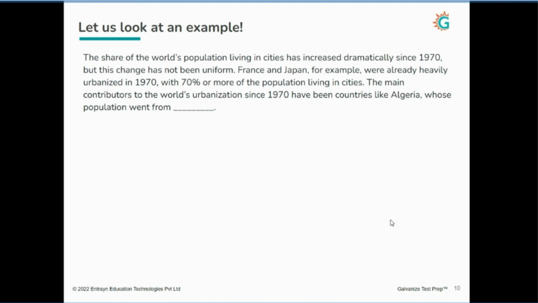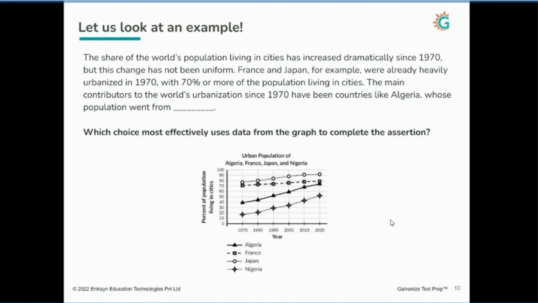The share of the world's population living in cities has increased dramatically since 1970, but this change has not been uniform. France and Japan, for example, were already heavily urbanized in 1970, with 70% or more of the population living in cities. The main contributors to the world's urbanization since 1970 have been countries like Algeria, whose population went from... Okay, so you need to complete the assertion. So yeah, what data would be appropriate to complete this?